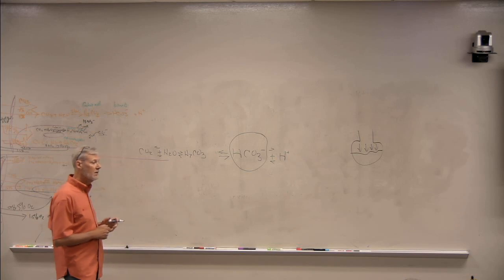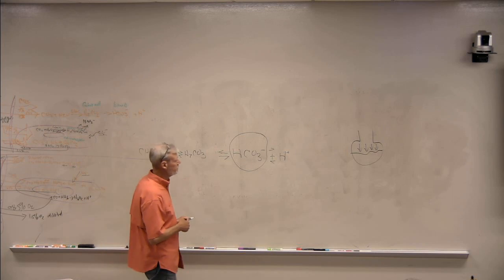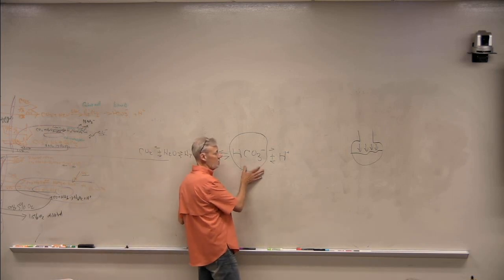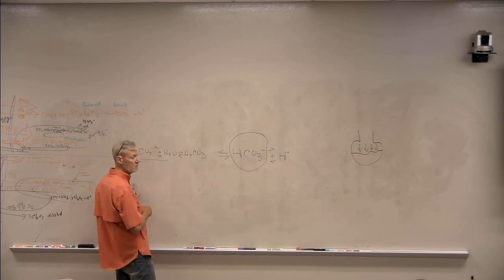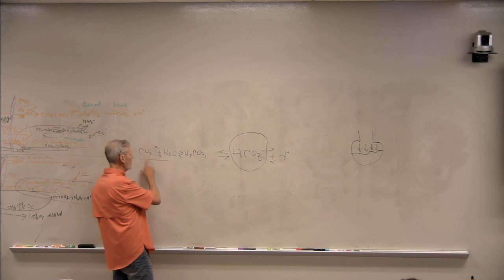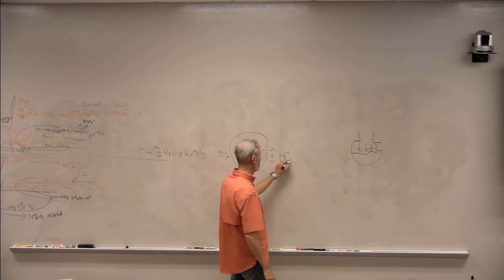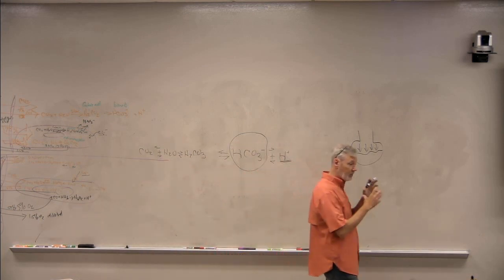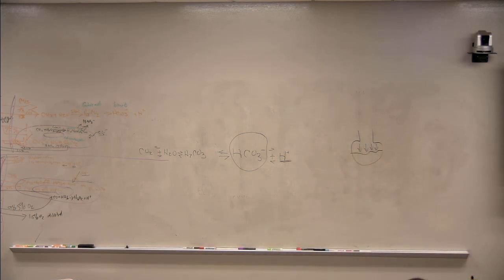Okay? It's the main buffer in the blood. And what happens is this. If you're having a heart attack, CO2 will build up. It'll drive the reaction this way. You'll get a buildup of hydrogen. Right? Your heart stops pumping. You get a buildup of hydrogen. Your blood will get more and more acidic.